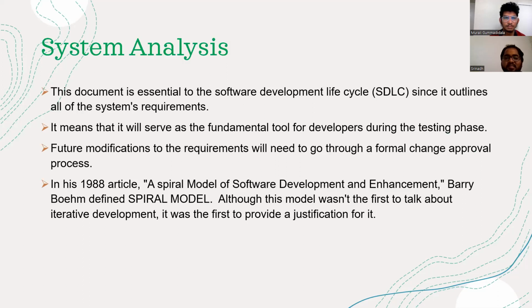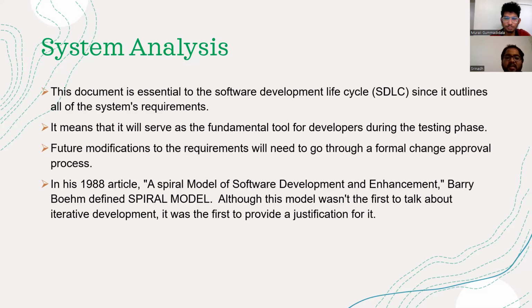And we have the system analysis. We have to analyze everything on that, and we will get good results. That is a very useful thing for every college, or even for factories. If the process is perfect, then everything will be good. In that manner, the documentation of the software development lifecycle, all of the system requirements, will be there in the proper manner. It means that it will serve as a fundamental tool for developers during the process. Future modifications to the requirements will need to go through the formal system analysis process.